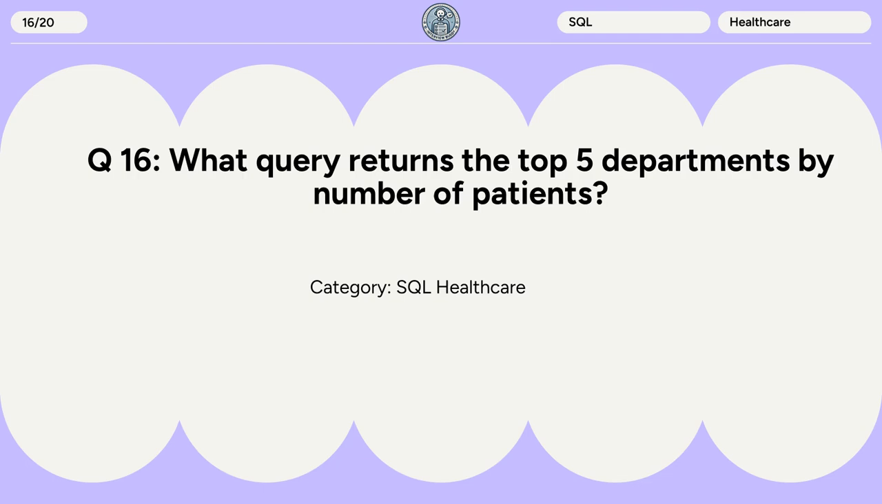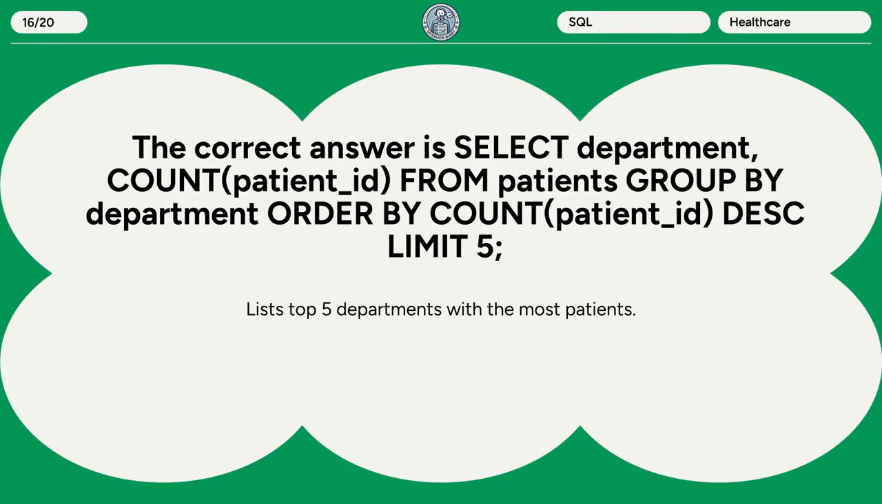Question 16. What query returns the top 5 departments by number of patients? The correct answer is: SELECT department, COUNT(patient_id) FROM patients GROUP BY department ORDER BY COUNT(patient_id) DESC LIMIT 5. Lists the top 5 departments with the most patients.